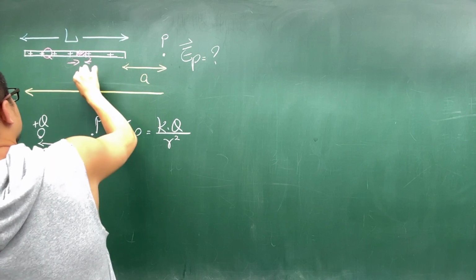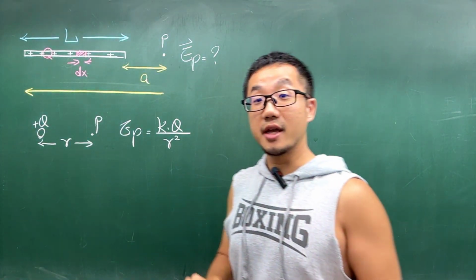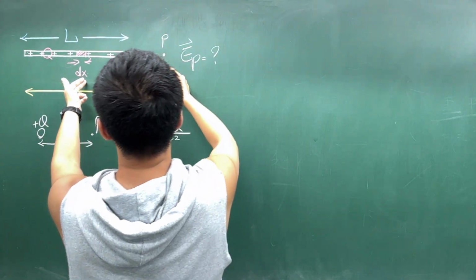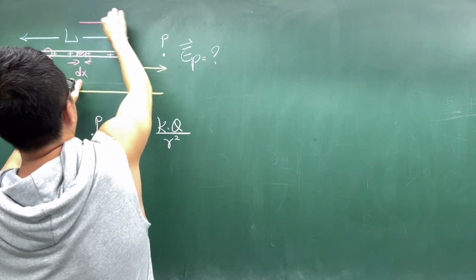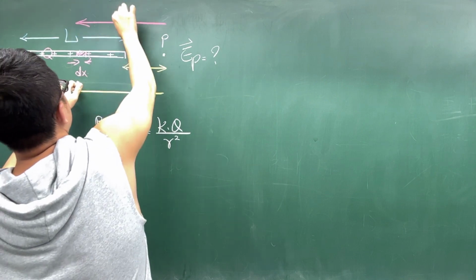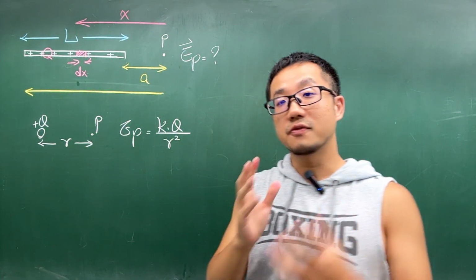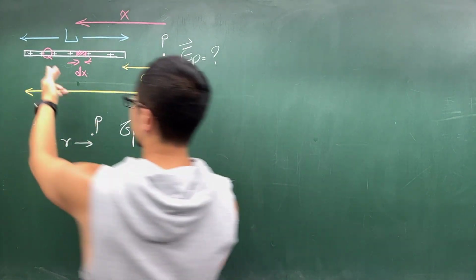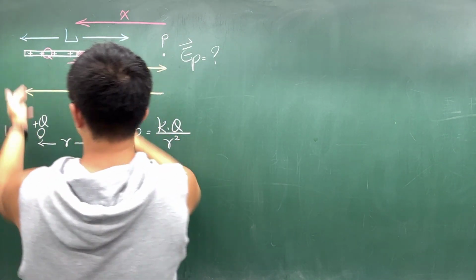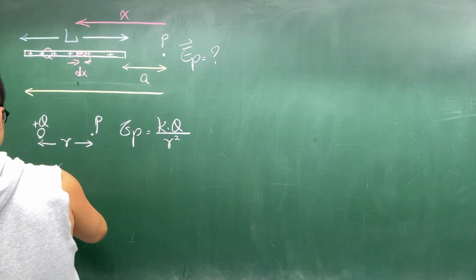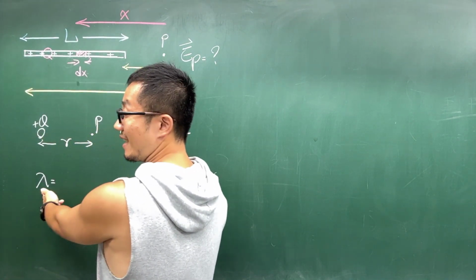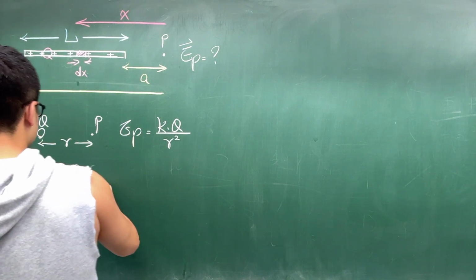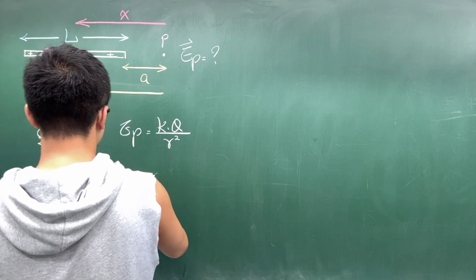is denoted as dx. And the distance between the little segment and the point P can be denoted as x. This is the first step. All right, so the total charge is Q and the total length is L, so it is not hard to write down the charge density. I will write it down as lambda. The charge density is the total charge divided by the length L. This is called the charge density.